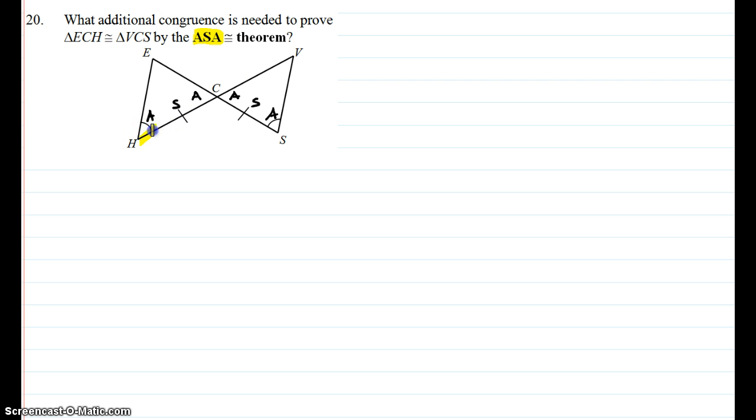So we're going to want to show that angle HCE needs to be congruent. So here we started with the angle. So we'll start over here with the angle. The angle SCV.